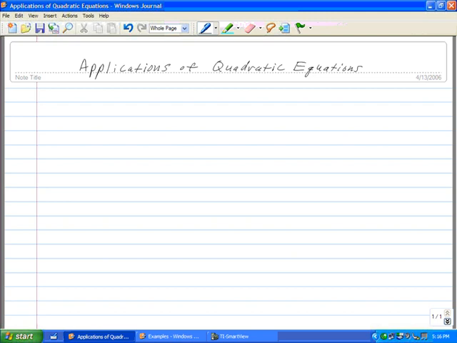Now I want to look at three examples that are word problems that can be done using quadratic equations. They are going to resemble some word problems you've done in the past, but one part of them is going to be slightly different, and that difference is what makes them quadratics instead of linear. First of all, we've done problems before with integer type problems.